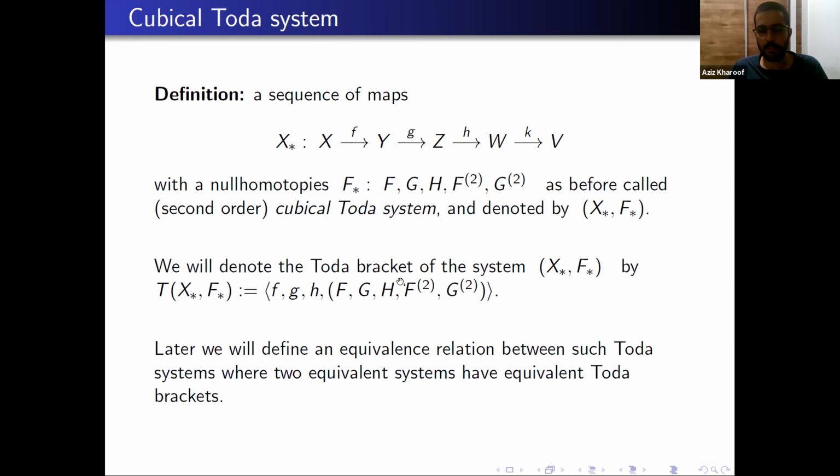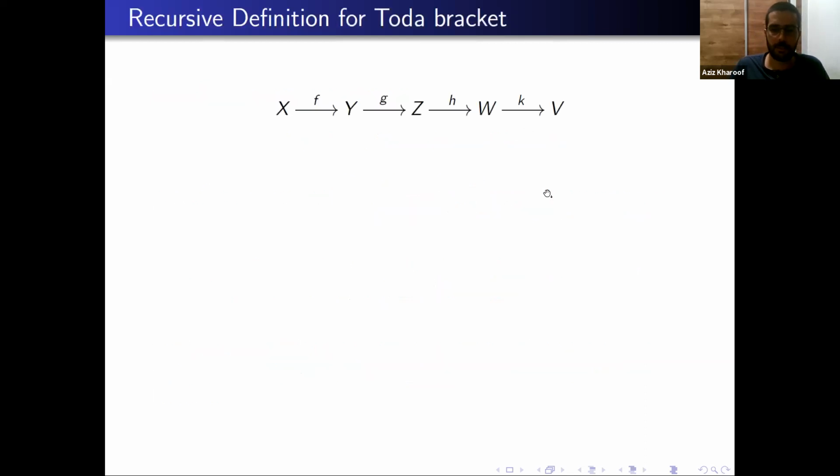Later we will define an equivalence relation between such Toda systems. If we have two Toda systems, such a diagram with null homotopies and another one, how can we see whether they are equivalent or not? Of course we want to define an equivalence relation that induces equivalent Todas. We will do that later, by the third definition, the diagrammatic definition.